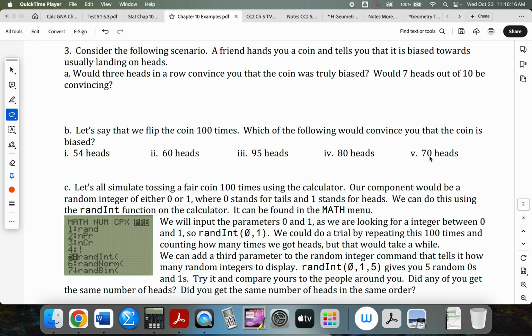Why? Why would that be? Well, okay, let's say we did it 1,000 times. If 700 out of the 1,000 were heads, do you find that convincing? Yeah. But the interesting thing is, it's the same percentage. It's the same as 7 out of 10, and almost no one's convinced with 7 out of 10.